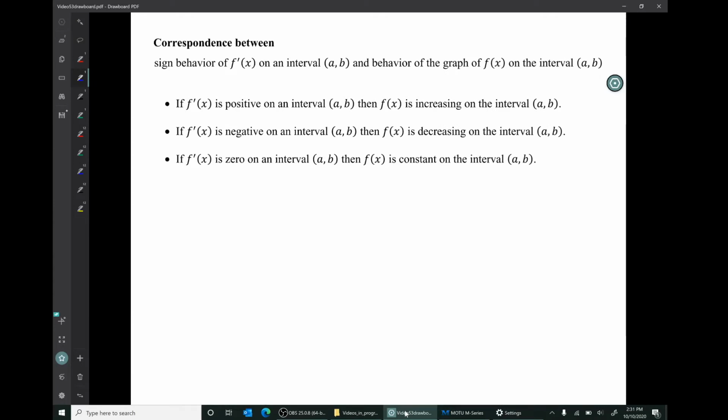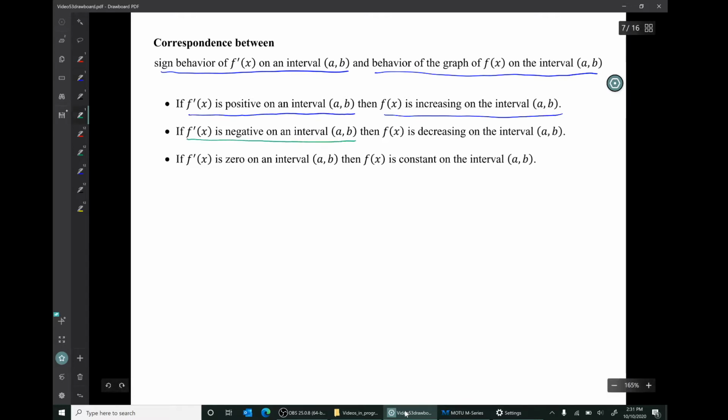Now I want to talk about a correspondence between the sign behavior of f prime of x on a whole interval (a, b) and behavior of the graph of f of x on the whole interval (a, b). So the first correspondence is this. If f prime is positive on a whole interval (a, b), then f of x is increasing on that whole interval. And if f prime is negative on a whole interval, then f is decreasing on the whole interval. And the third correspondence is if f prime is 0 on a whole interval, then f of x is constant on the whole interval.